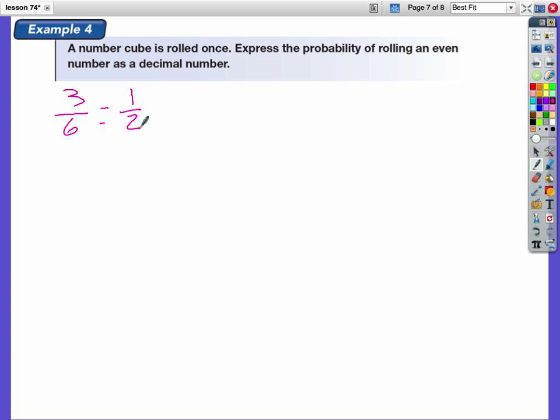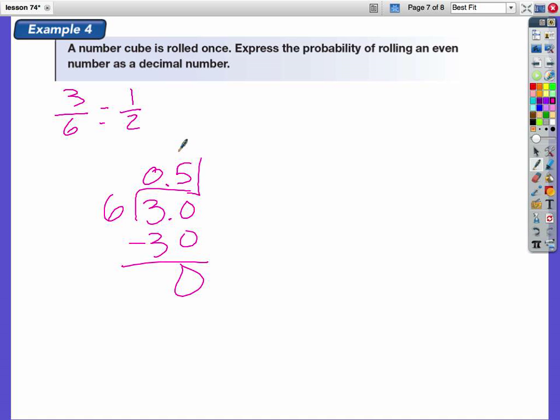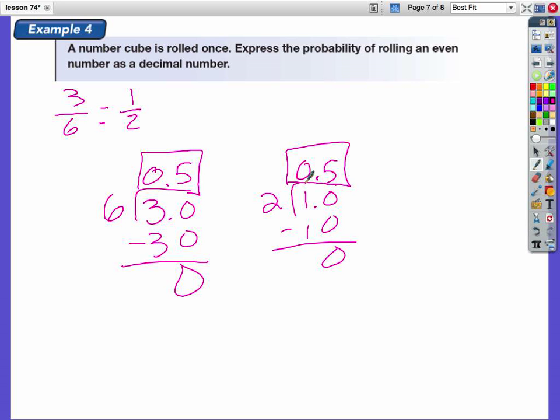And now, no matter what division I did, whether it's 3 divided by 6 or 1 divided by 2, I'm going to get the same. And to prove it, I'm going to do it quick. Okay? So there I got 5/10. And here I got 5/10. No matter which way you did it, whether your fraction is reduced or not, we're going to get the same answer. So the probability of rolling an even number as a decimal number is 5/10.